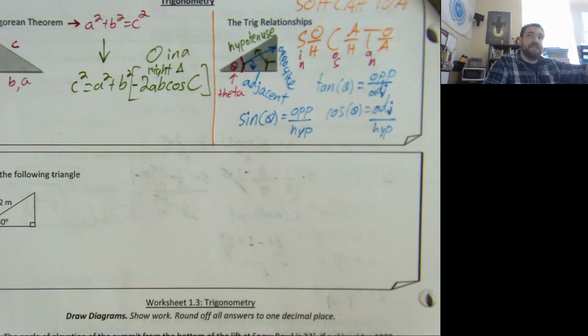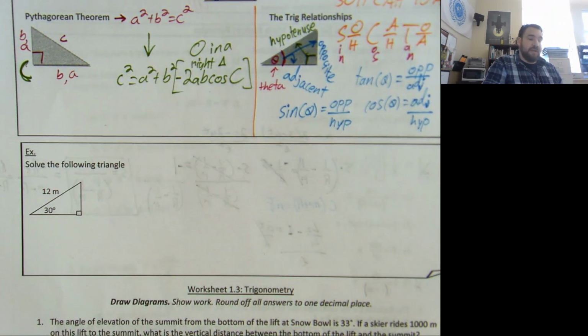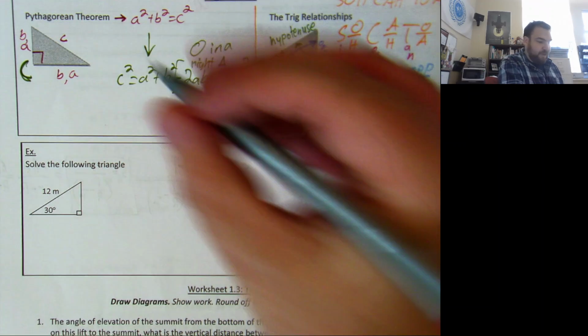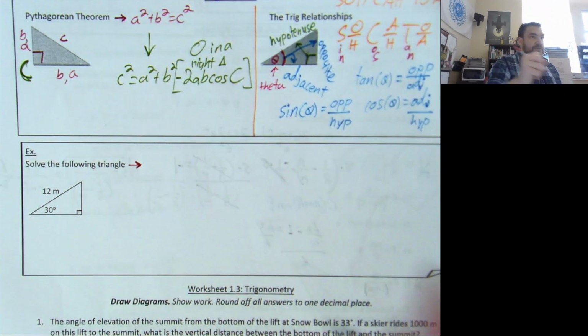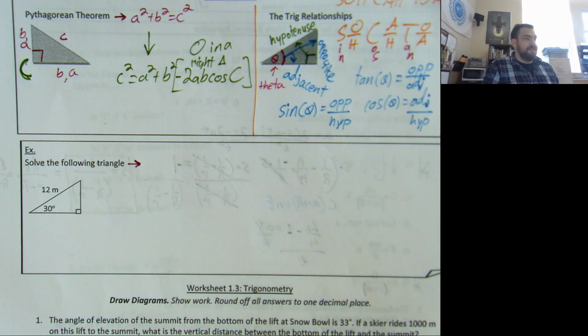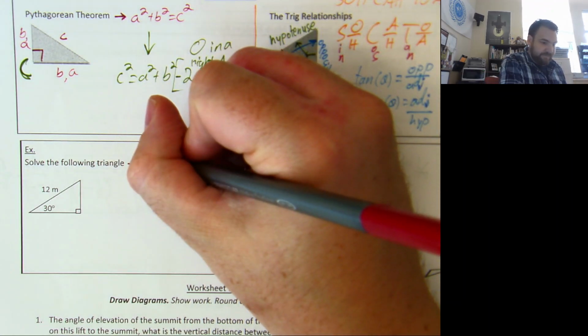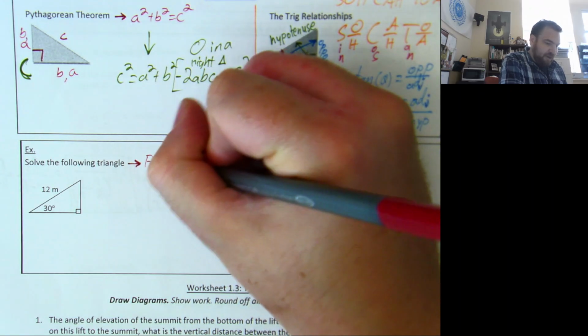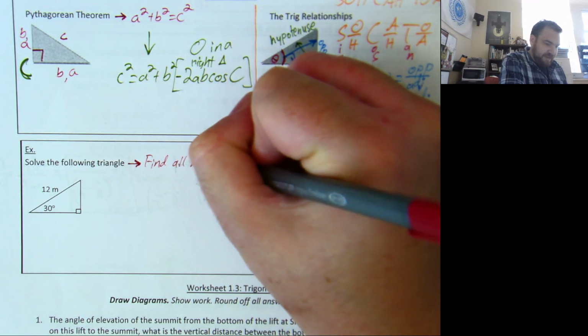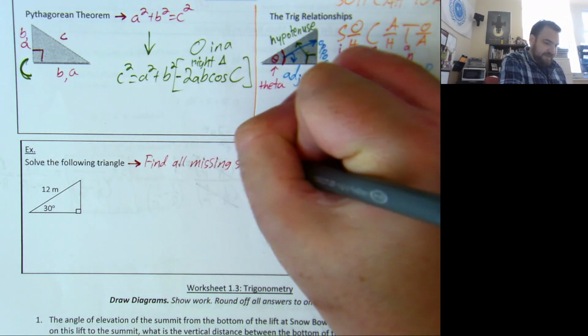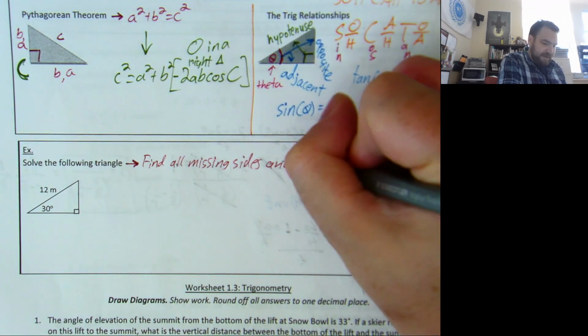I'll move this out so we can see that and we can see the question. Okay, so I've got a triangle there. To solve the triangle means to do what with it? Who remembers? What does it mean to solve a triangle? To get the length of all the sides? And the measure of all the angles. Find all missing sides and angles.